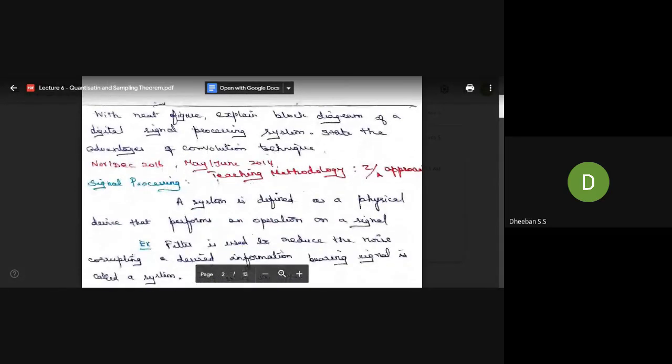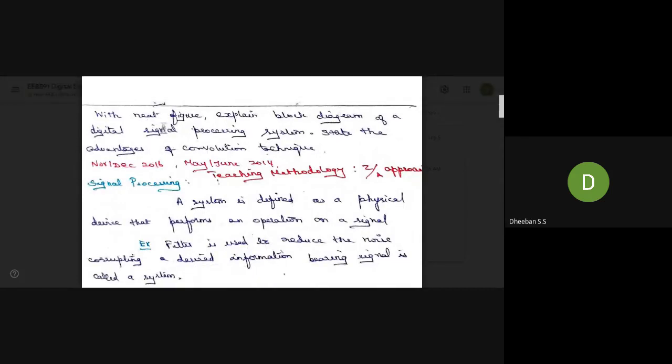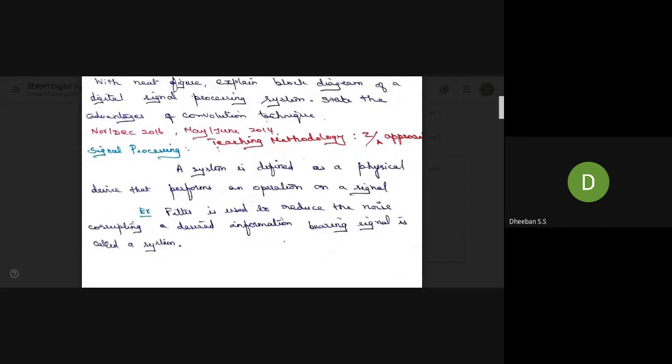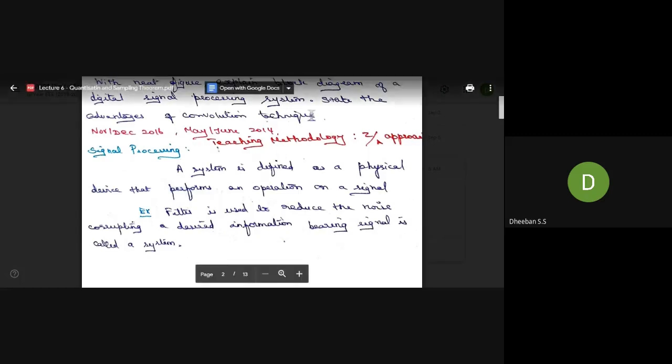The first question asks to explain the block diagram of digital signal processing. This is what I have shown in the PPT. In the PPT we have seen analog signal processing followed by digital signal processing, right? So here the question is about digital signal processing. What is digital signal processing? They are asking. This you already know.